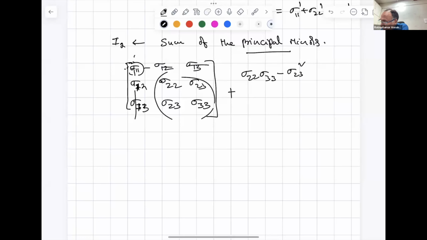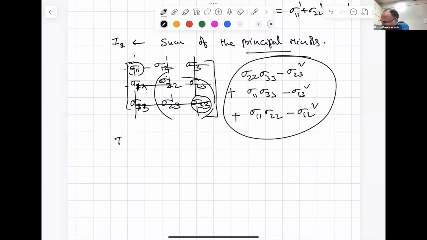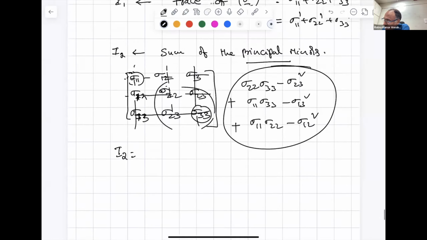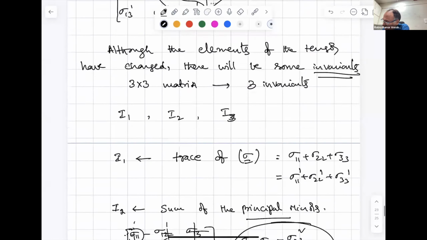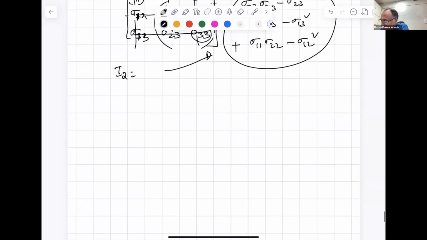Sum of that. Second principal minor means sigma 2, 2 you have to take. So that row and that column, if you remove, sigma 1, 1 sigma 3, 3 minus sigma 1, 3 square. Plus, sigma 3, 3 is the third principal: sigma 1, 1 sigma 2, 2 minus sigma 1, 2 square. So this quantity remains unchanged. That is your I2. Even in this equation, just replace each with a dash, then it should remain unchanged. That is your I2, the sum of the principal minors.